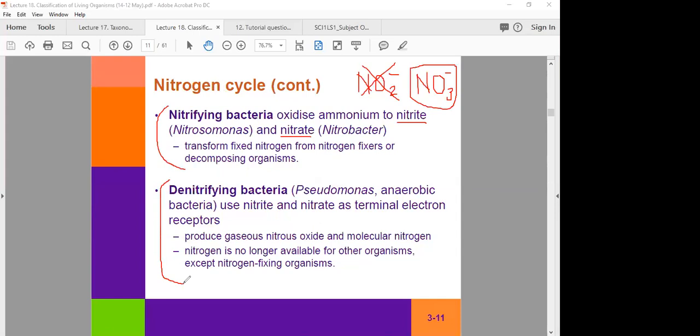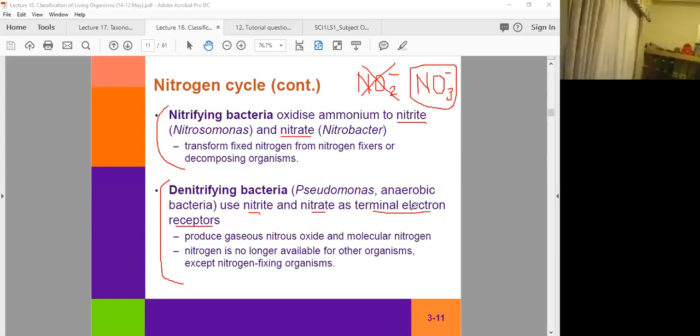All right, next part of the nitrogen cycle, and this is probably not a very good part of the cycle. This involves the denitrifying bacteria, including members of the genus Pseudomonas and various anaerobic bacteria. They will use that nitrite and the nitrate as terminal electron acceptors. So does anyone remember the electron transport chain that we mentioned in one of our earlier lectures? Is that the ATP thing?